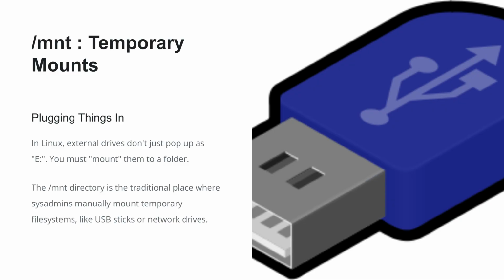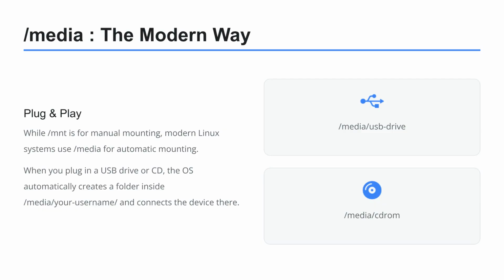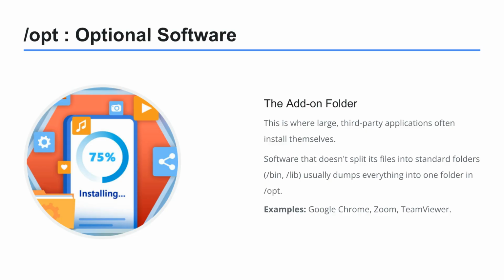In Linux, external drives must be mounted to a folder. /mnt is the traditional directory where sysadmins manually mount temporary file systems, such as USB drives. For modern plug-and-play functionality, Linux uses /media for automatic mounting. When you plug in a device, the operating system creates a folder here and connects the device automatically. /opt is the optional software directory, where large, third-party applications often install themselves. Examples include Google Chrome or Zoom.